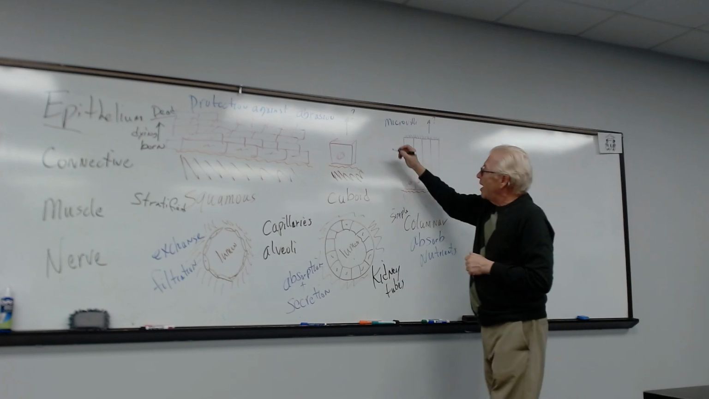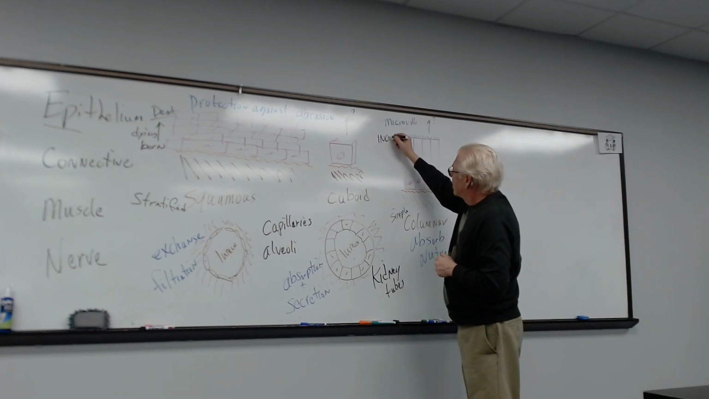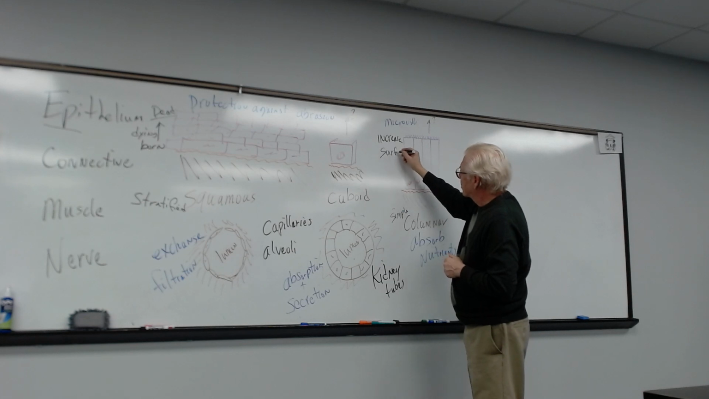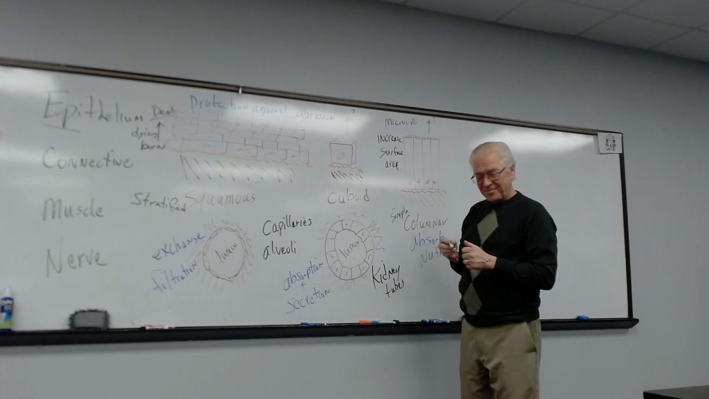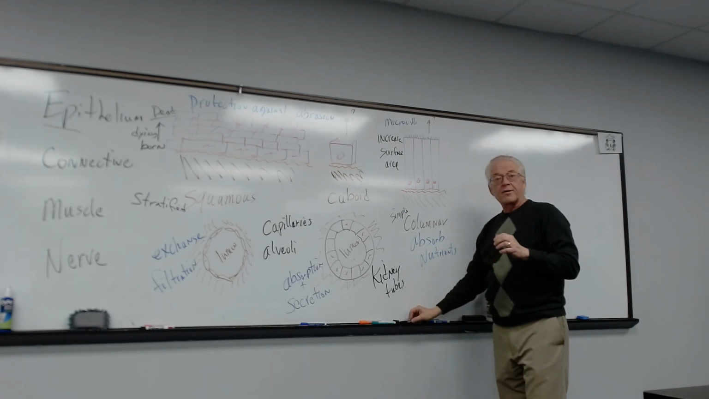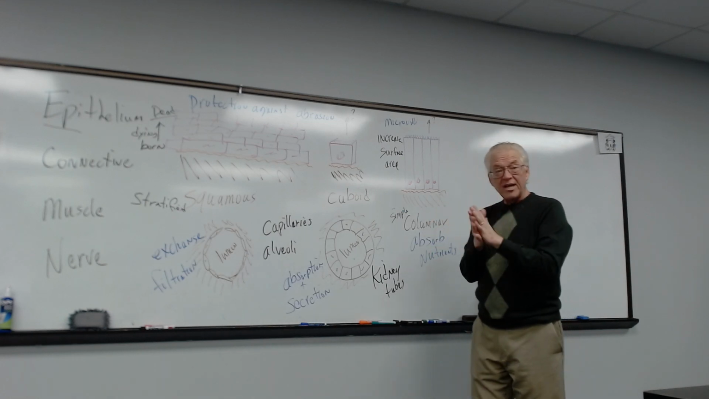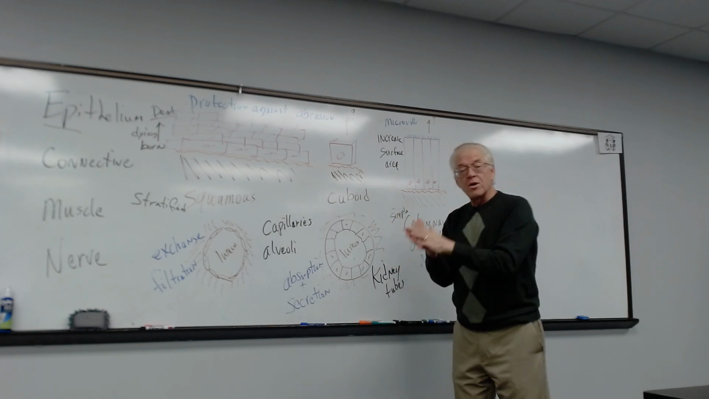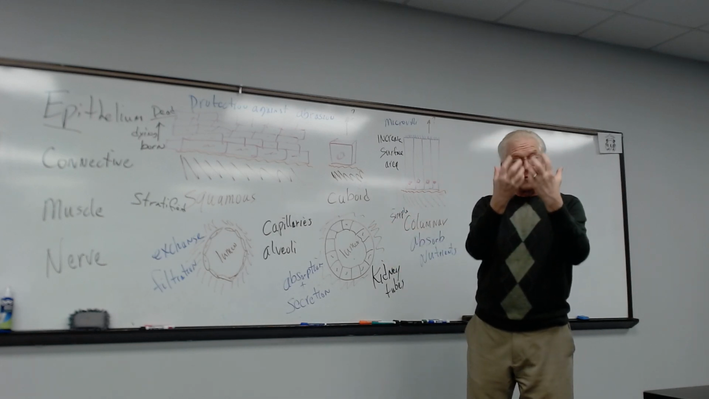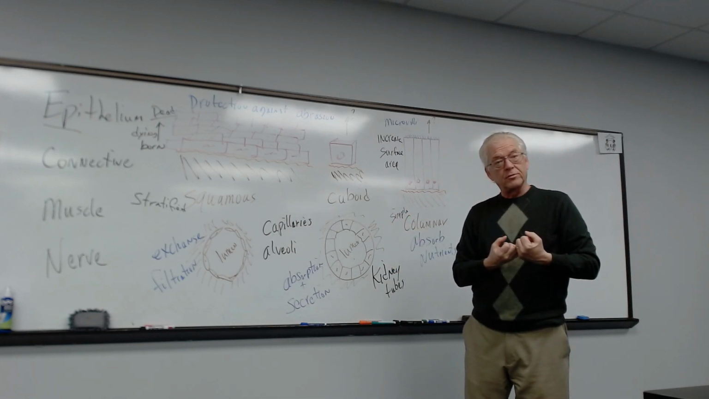The microvilli increase surface area. Got it? The more surface area we have, the more contact between the food and our cells, so we can grab pieces off that food.